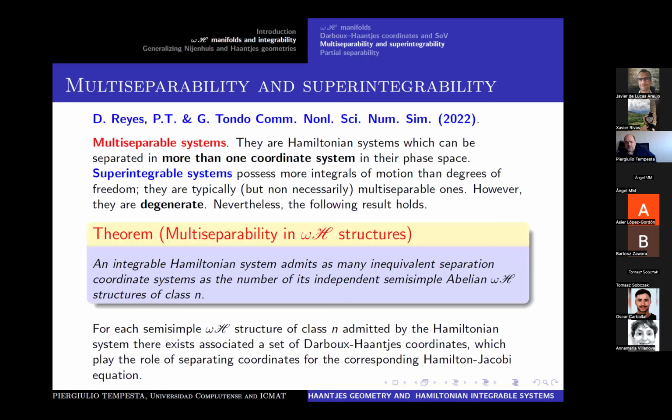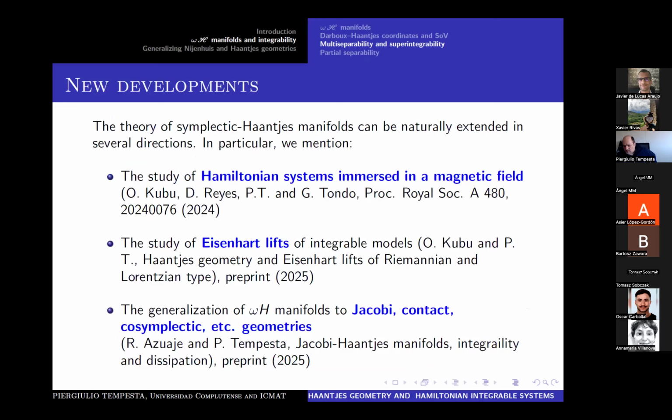Coming back to multi-separability and superintegrability, superintegrable systems are very interesting for many reasons. In particular, they are often related to multi-separability, though not necessarily: typically a superintegrable system is also separable in more than one coordinate system, but sometimes this is not true, and there are superintegrable systems which are non-separable. Anyway, we have this theorem: an integrable Hamiltonian system admits as many inequivalent separation coordinate systems as the number of its independent semisimple abelian structures. So each semisimple abelian manifold that you can associate to your integrable system is responsible for a set of separation coordinates. The superintegrable system may have more than one structure, and then you can find their separation coordinates in an algorithmic way, and separate them happily.